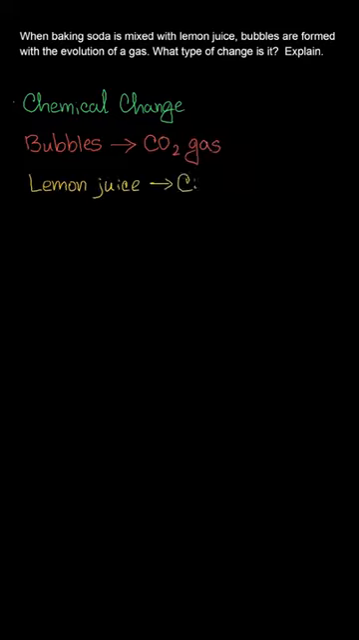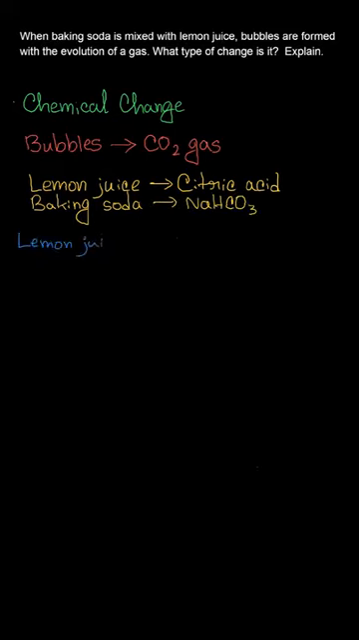Lemon juice contains citric acid, and the baking soda that we are mixing it with has the chemical formula NaHCO3. Correct? So the reaction undergone is lemon juice, that is citric acid, plus NaHCO3, giving us carbon dioxide, which is the reason behind the bubbles, plus other products.